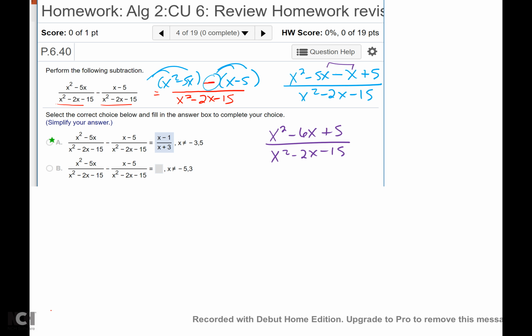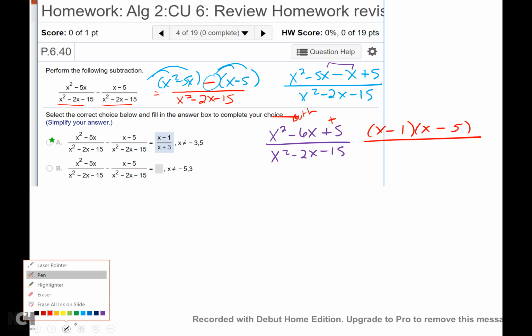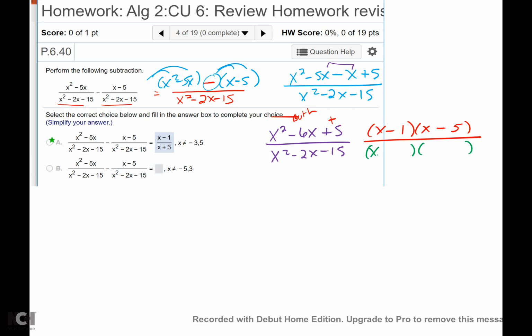However, the last thing you need to do is try and factor the top and factor the bottom to see if anything cancels. Top should be an easy factor. A is 1, so x times x. Factors of 5 that make 6 would be 1 and 5. C is positive, so they both get the middle. Top is done. Bottom should be an easy factor because A is 1, so x times x. Factors of 15 that make 2 would be 3 and 5. C is negative, so only the bully gets the minus and 3 gets the plus.